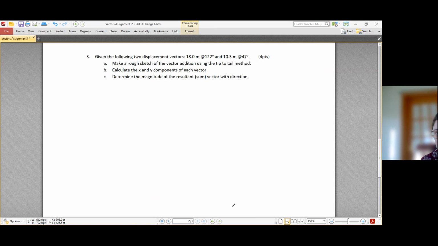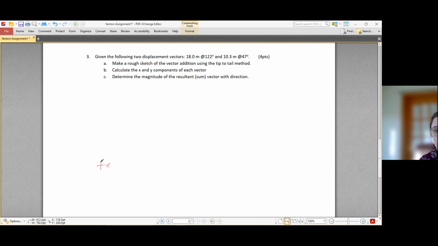I want a rough sketch of the vector addition. I'm going to do a really rough sketch here with my tablet, and then I want you to find the x and y components and then find the sum. So basically we're going to do question 1 and question 2 combined together. So if you nailed 1 and you nailed 2, you probably nailed this one as well. All right. In terms of our sketch, I always like to start with my little crosshair.